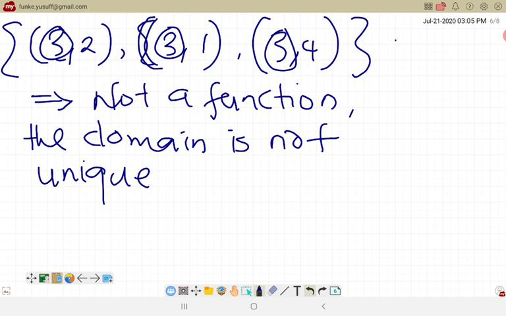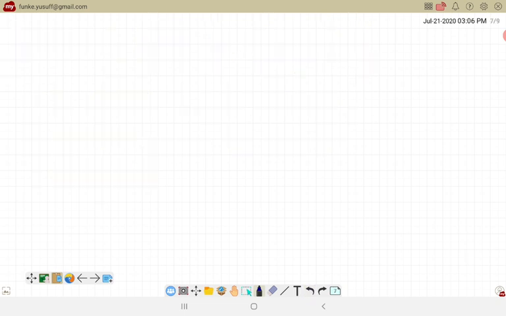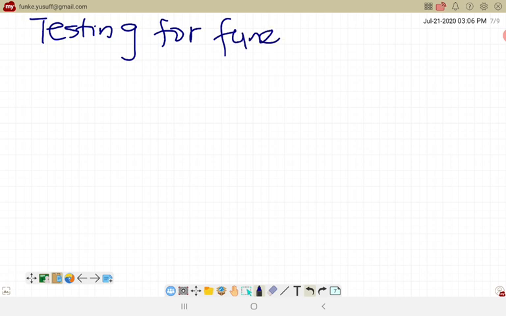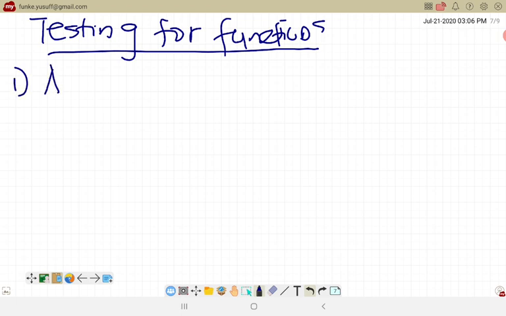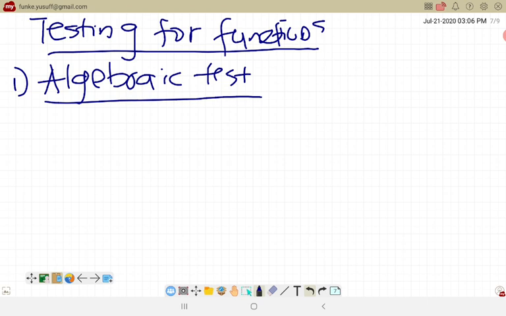Now, the next thing we want to discuss is how to test for functions. Okay, how do you test for functions? The first way of testing for function is called the algebraic test. Okay, so if you are given an equation, if you substitute any value of x, you have only one value of y, then you have a function.